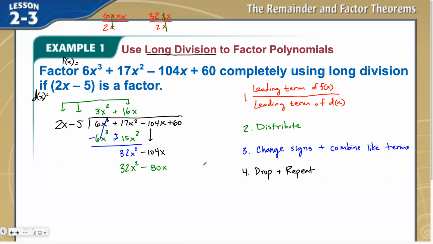That takes us to step 3. We're going to change our signs and combine like terms. Negative 32x squared, I agree. Good, Mason? Plus 80. You got it. So these simplify out of there. And now negative 104x plus 80x. Negative 24, great. Negative 24x. And now, since I combine my like terms, it's all that's left over. I get to step 4. It says drop and repeat. This will be the last time to drop and repeat, because 60 is the last value I can possibly drop.